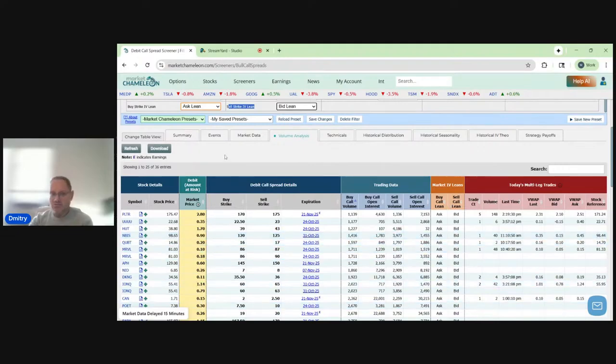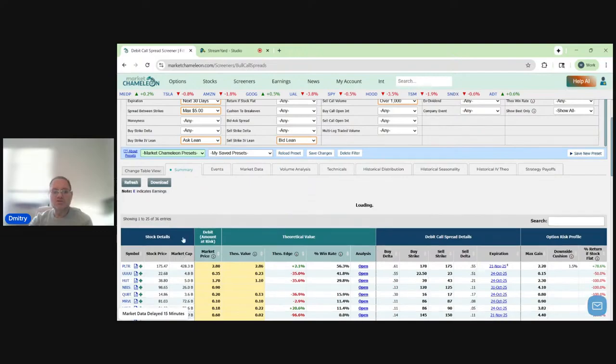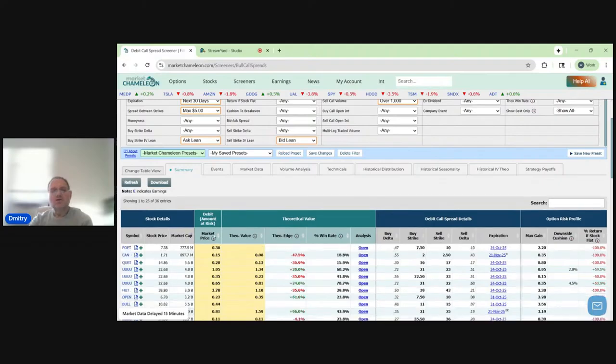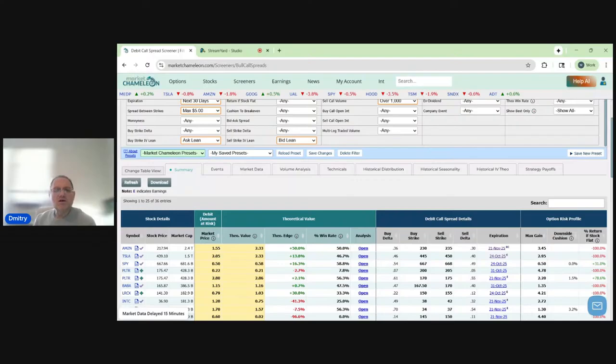I'm going to go back to this summary for a second. And let's just sort by highest market cap again. So I'm going to resort all these. It's sorted from lowest to highest. If you do it again, it'll go highest to lowest. And it's going to show us some spreads that fit that criteria. Here's one in Amazon, the 230, 235, November 21st. Here's one in Tesla, right? The 445, 450, October 24th.